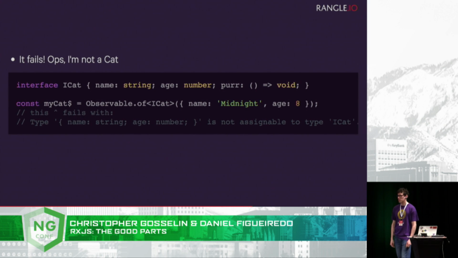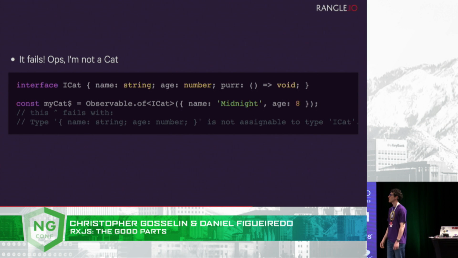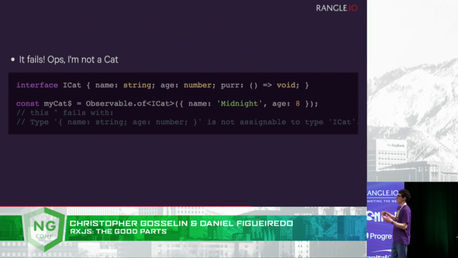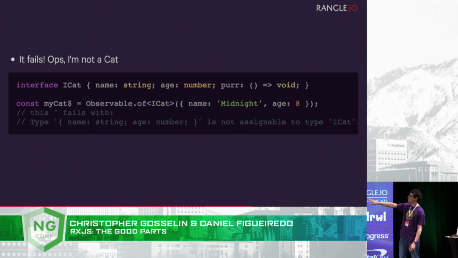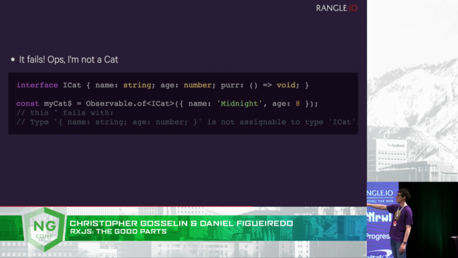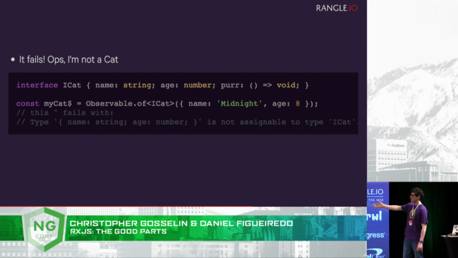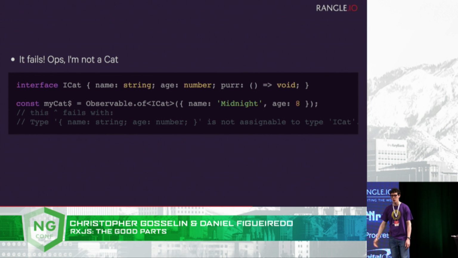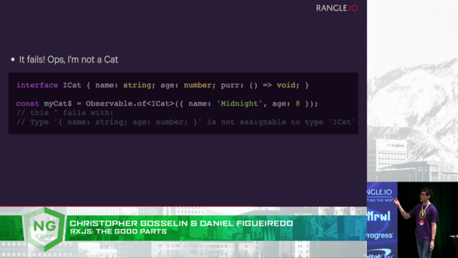Yep. And this is an example. So let's say that I want to create an observable that returns a cat. And I'm trying here to provide an object which does not match the interface. And you indeed get an error. This is the error you're probably going to see in TypeScript: object is not assignable to that type because we're not providing the method per.